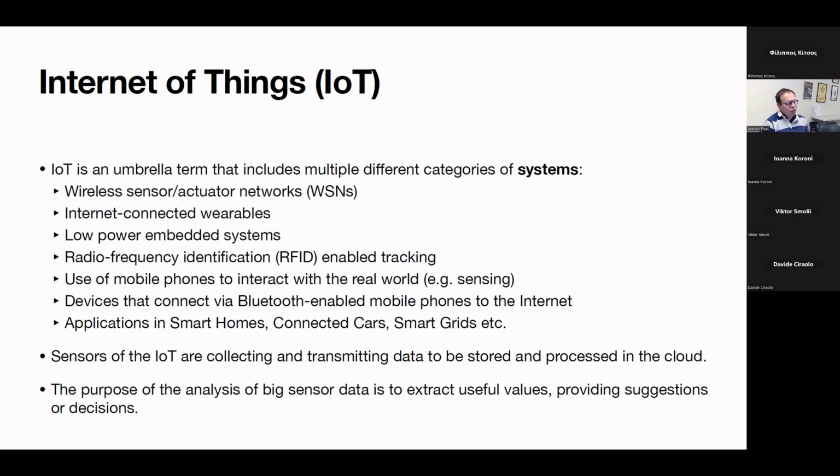But the main function of such a system is that the sensors collect and transmit data to be stored and processed in a cloud infrastructure. The purpose of the analysis of big sensor data is to extract useful values and to provide suggestions or decisions for a process, how to develop, how to control, or for a phenomenon, how to counter this phenomenon, and so on.